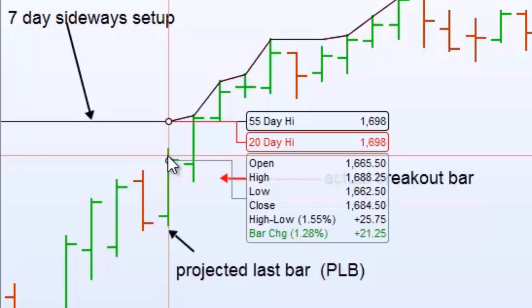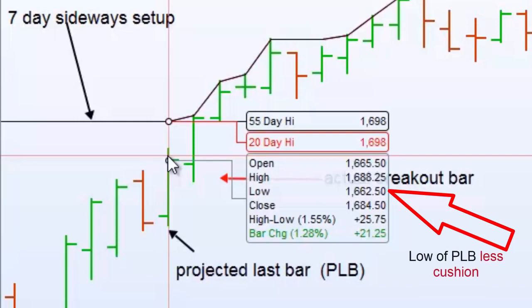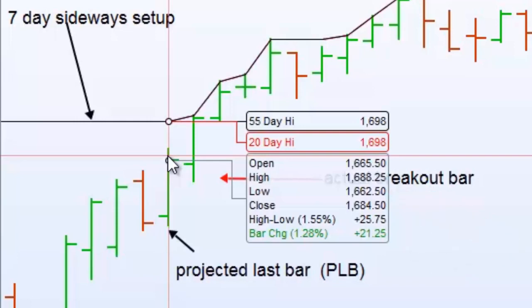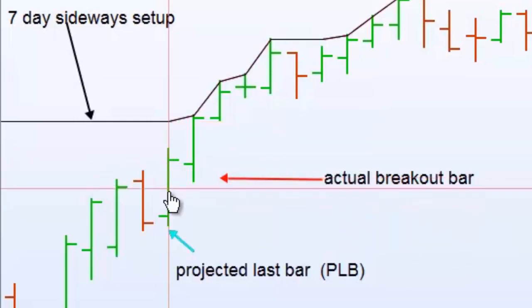So let's recap that again. So you'll place your order to buy on a break of the 55-day high, which you can see to the right as 1698. Don't forget, now we are going to add the cushion, so you will have that level plus the cushion, and then you will put your stop loss order to sell and exit the market if the market goes below 1,662.50, which is the low you can see to the right of the cursor, minus the cushion. So this low on this day will be the projected last bar low.